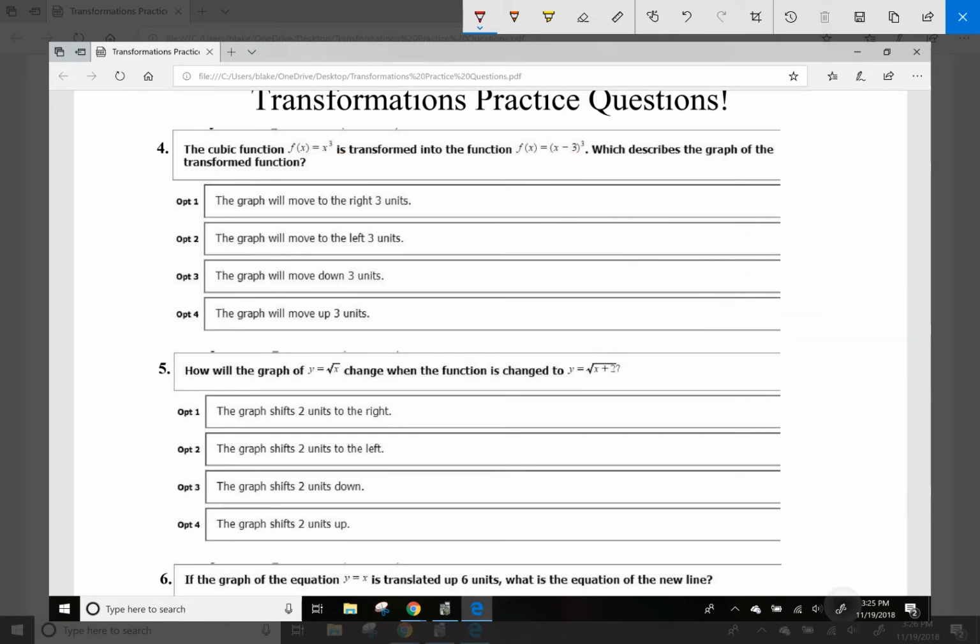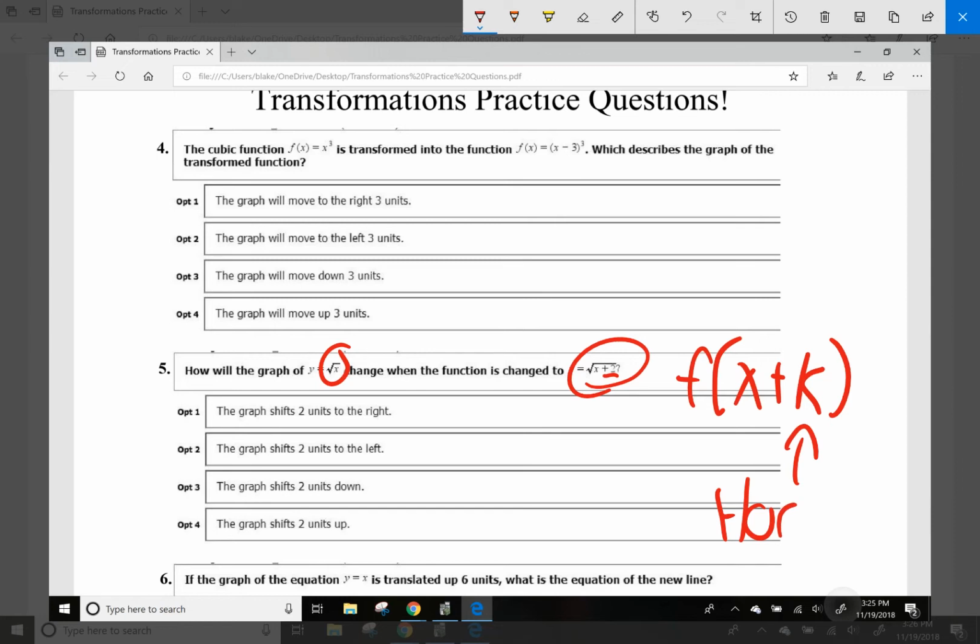Number 5, again, is basically another very similar question. We have the original function, which is the square root of x. And look what they're doing. They're putting a 2 inside the square root. Because it's inside the square root instead of outside, that tells me, again, yet another horizontal shift, because it's inside.